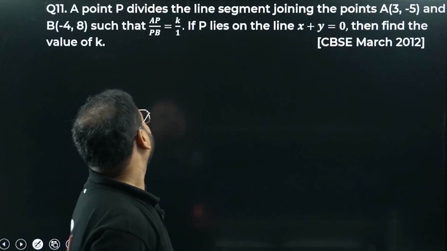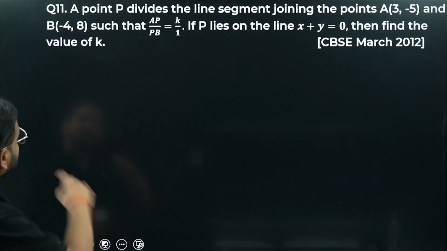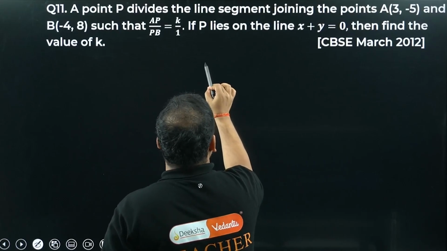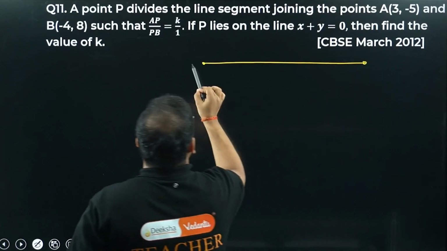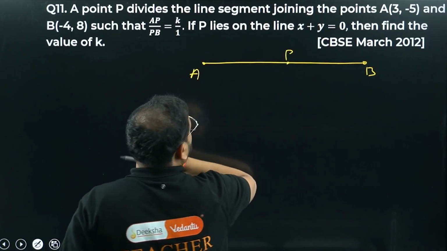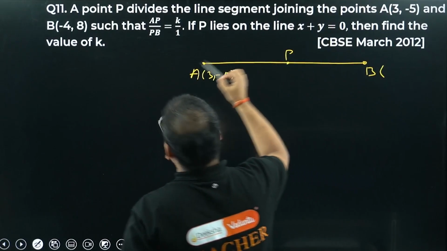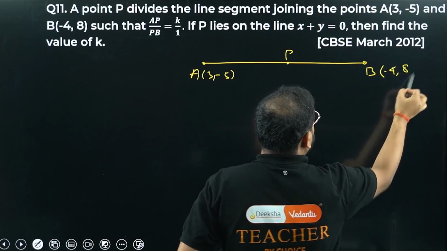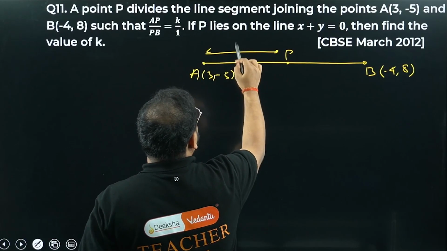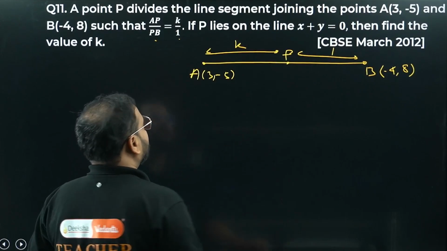Question number 11. A point P divides the line segment joining the points A and B minus 4 such that the ratio is given, but in terms of the variable. A is what? 3 comma minus 5, and B is minus 4 comma 8. What about this AP to PB? AP is going to be k, PB is going to be simply 1.